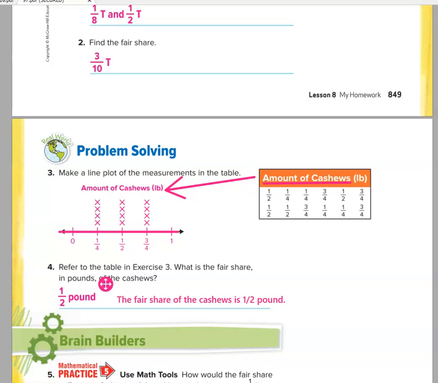Especially remember to use the words fair share and cashews and pound in there, along with the fraction 1/2. And you got that fair share again by taking all of these fractions and adding them up and dividing them by the total number of measurements, which are 12. There's 12 total measurements on here. We're going to move on down to number 5.